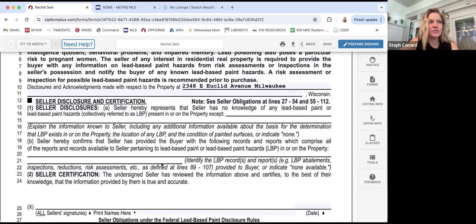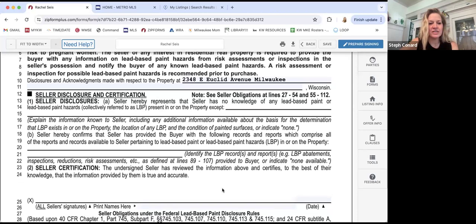If a seller does have knowledge of lead-based paint on a property, and Joan and I have run into this, and it's not disclosed, that seller can be in some pretty hot water. And if we have knowledge of it and do not disclose, then we would be in hot water as well. Or could be. So we do need to take this seriously.